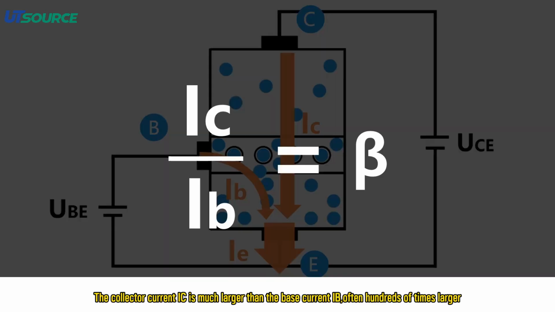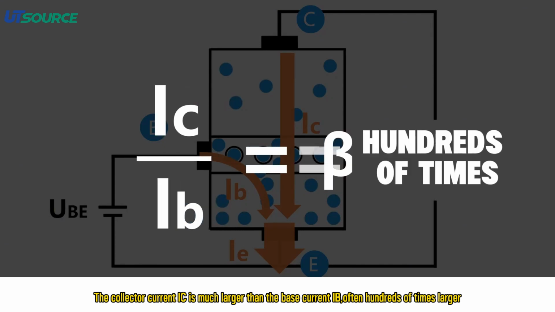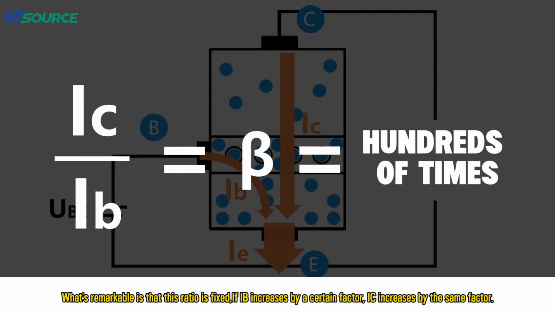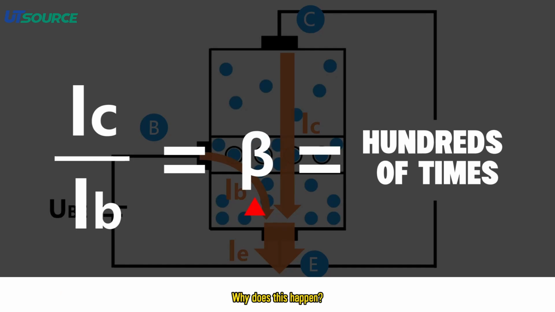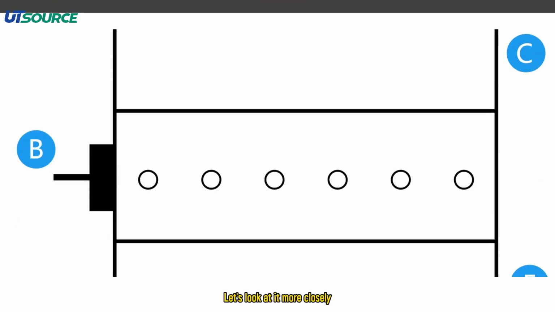The collector current IC is much larger than the base current IB, often hundreds of times larger. What's remarkable is that this ratio is fixed. If IB increases by a certain factor, IC increases by the same factor. Why does this happen? Let's look at it more closely.